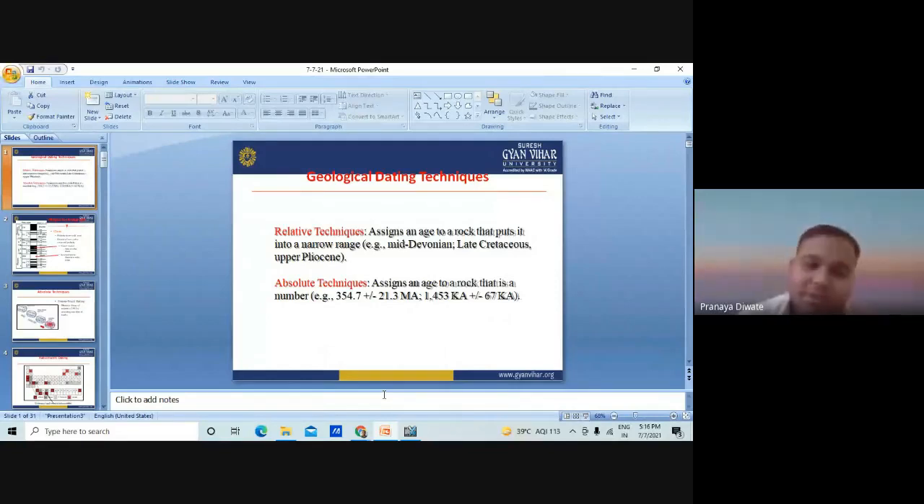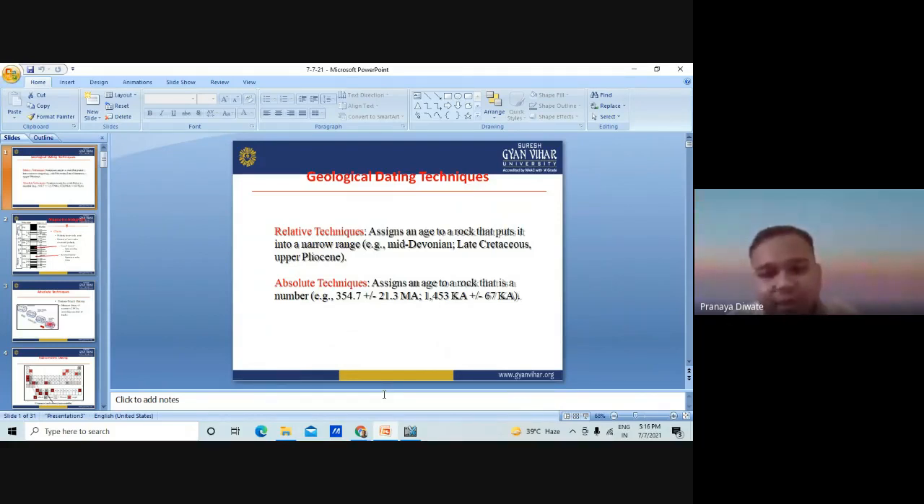So in geological dating techniques, we have two different types of dating technique. One is the relative technique and another one is the absolute technique. The relative technique is assigning an age to a rock that puts it into a narrow range.